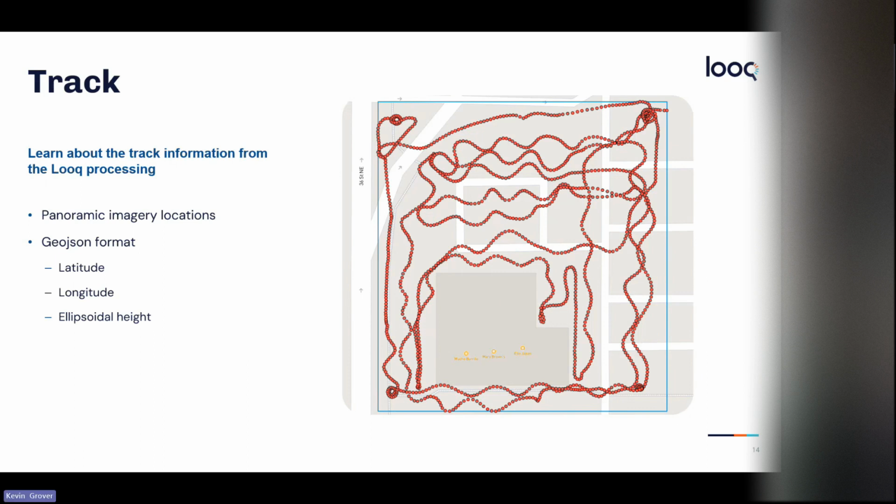The next one we have is similar to the CSV that's exported. Another format is just a track file. This also shows the image locations, but in GeoJSON format. For folks that want to bring it into, say, an Esri web environment, or see and manage all of your data in a different platform, we export the panoramic image locations as a GeoJSON. The difference with this format over the CSV is it's a bit more spatially relevant.